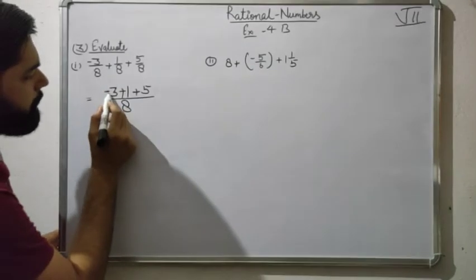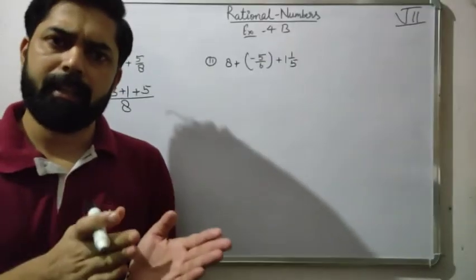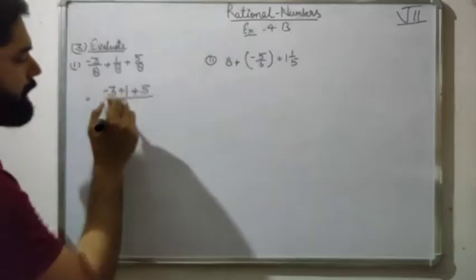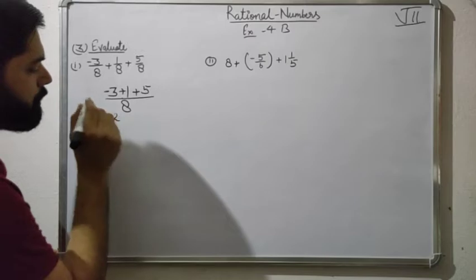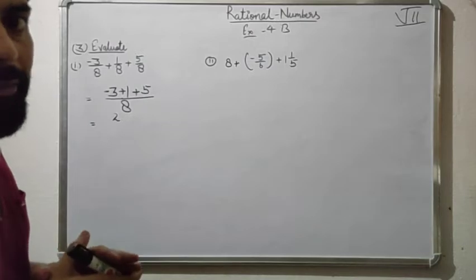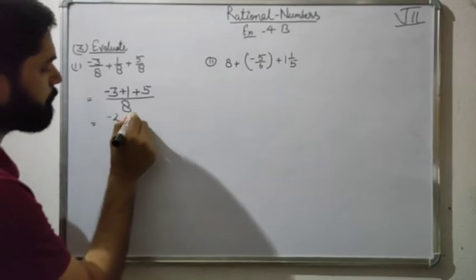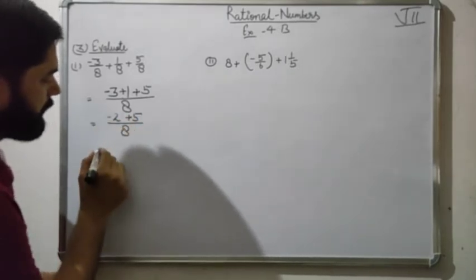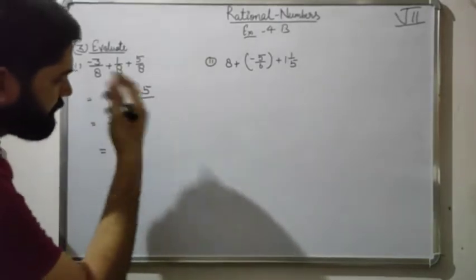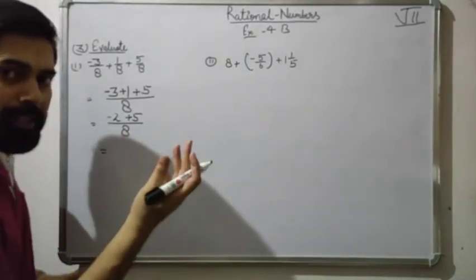Look here, minus 3 plus 1: both have different signs, and you know very well different signs means subtraction. We subtract the numbers 3 and 1, then we get 2, and we use the minus sign here, because 3 is greater. So minus 2 plus 5 upon 8. Look here, this is a minus, this is a plus. Both are different signs, so different signs means subtraction.